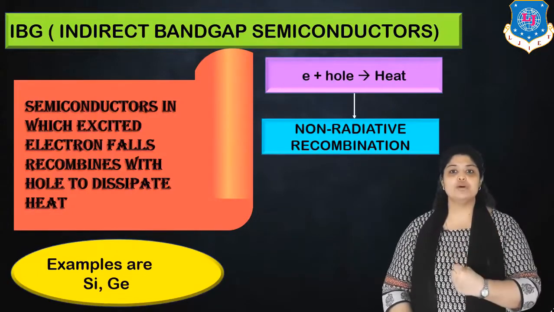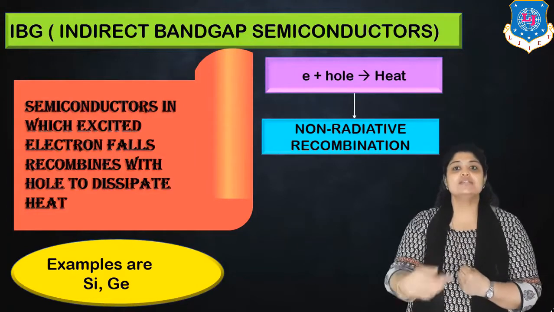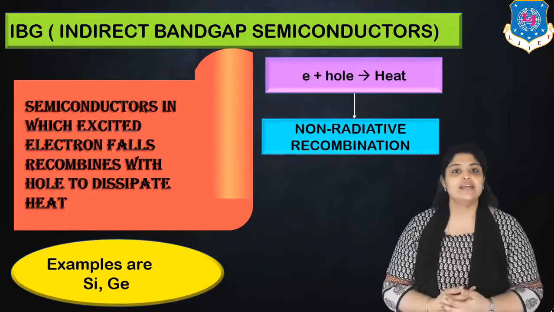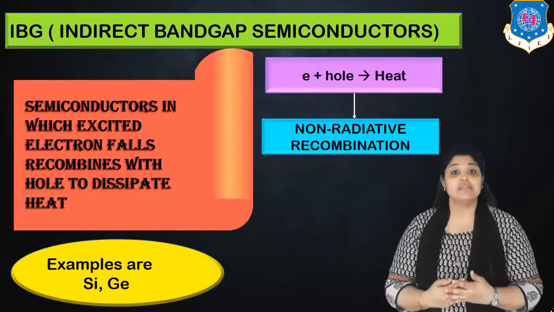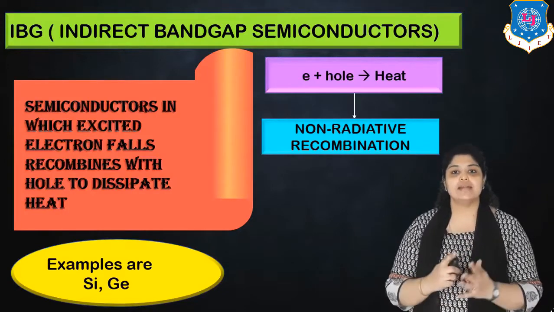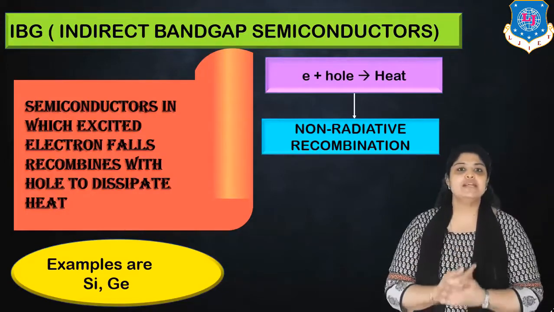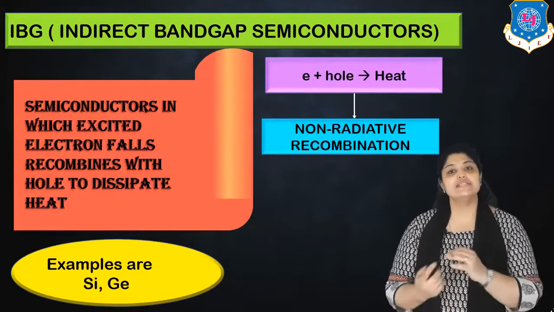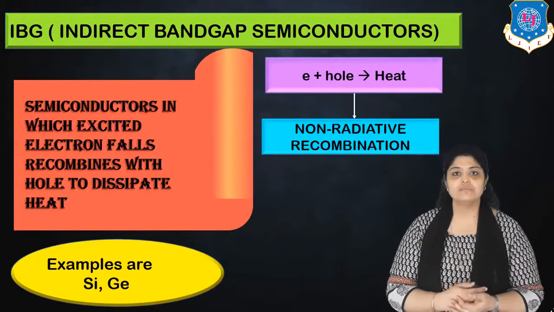Because the output is in the form of heat, we say that such semiconductors have non-radiative recombination. That means they do not emit light. Some examples of indirect bandgap semiconductors are silicon and germanium.